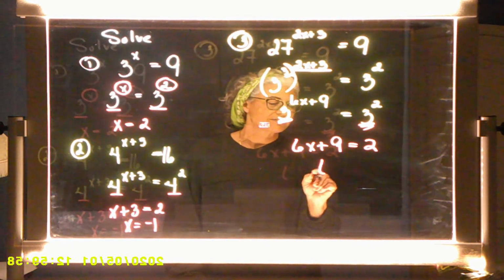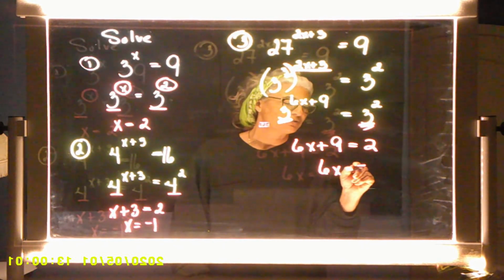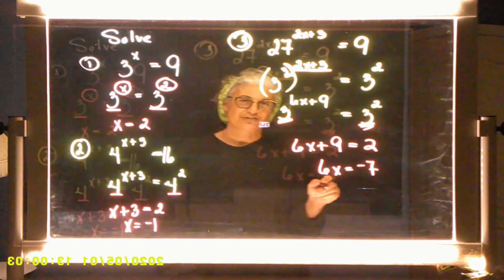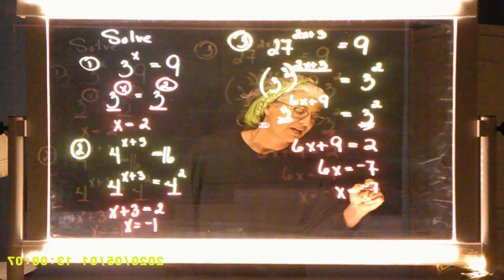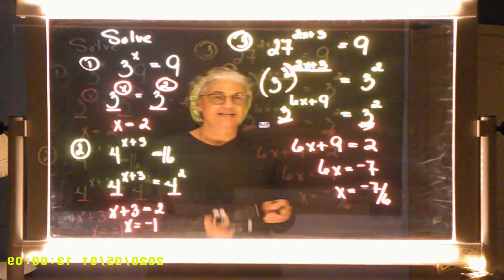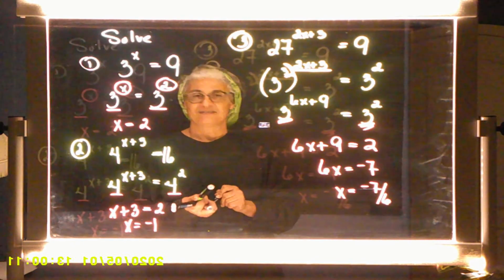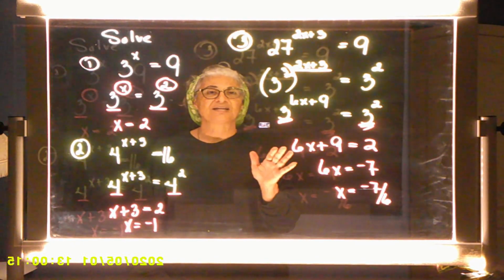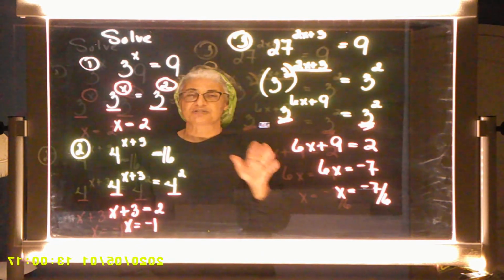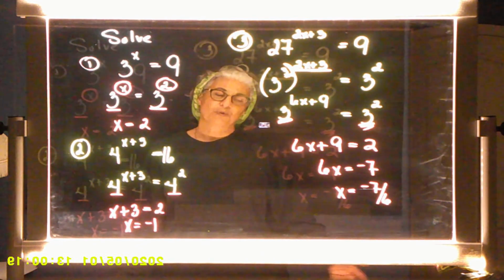So as we solve this, you're going to notice that you're going to get an answer that was not very obvious. You're like, I never would have even thought about -7/6. And that's right, you wouldn't have. This is why it's important to understand how to solve exponential functions. Or equations, I should say.